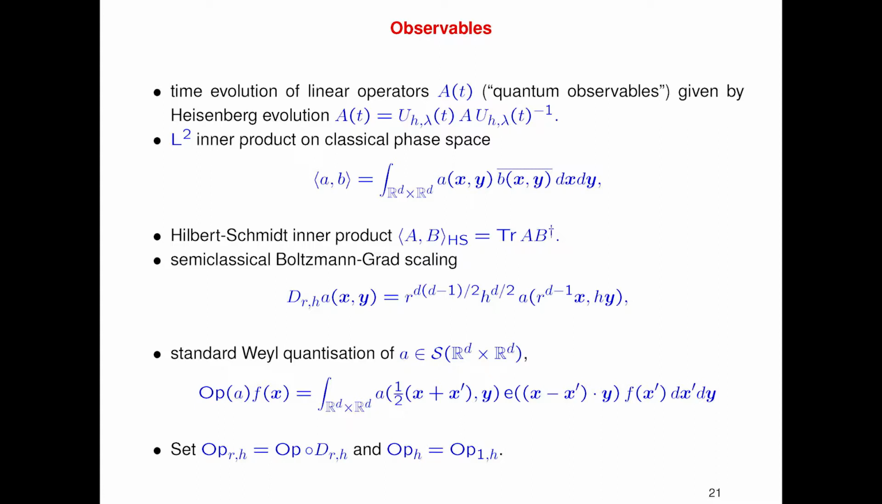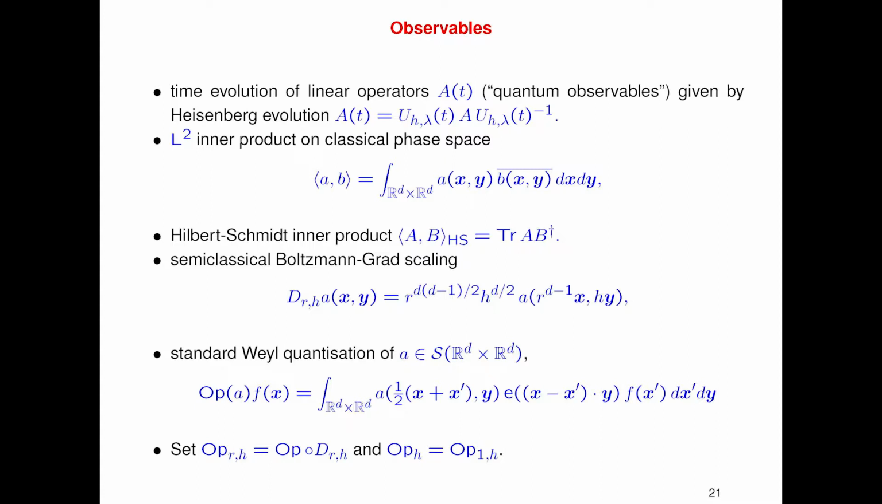And now we have to think of the scaling limit. Starting from our classical observable, we scale it exactly in the same way as before. This normalization is just an L2 normalization. So that's the Boltzmann-Grad scaling. And scaling the momentum variable is very standard in semi-classics or microlocal analysis, and this assures that the wavelength we'll be looking at will be of order h.